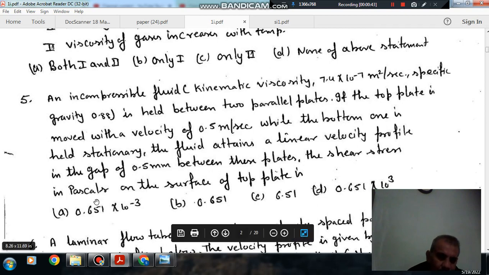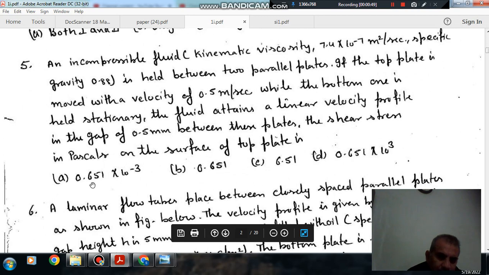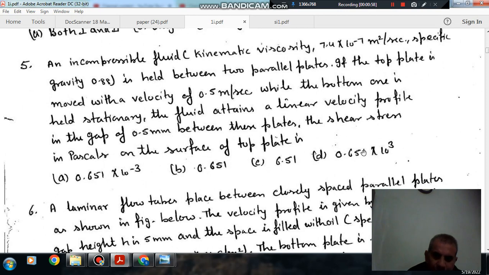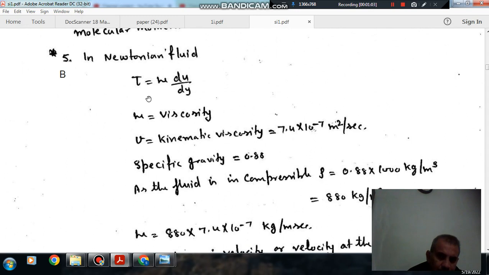The shear stress in Pascal on the surface of the top plate is: option A, 0.651 × 10⁻³; option B, 0.651; option C, 6.51; option D, 6.651 × 10³. So this is the Newtonian fluid relation, that is tau is equal to mu dU by dy. Here the kinematic viscosity is given, that is 7.4 × 10⁻⁷, and specific gravity is given, 0.88.